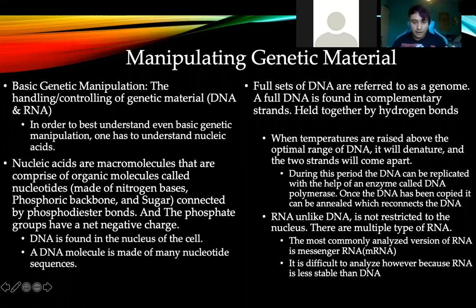okay, so in order to understand how to manipulate it, we first have to understand nucleic acids as a whole. Nucleic acids are macromolecules that are comprised of organic molecules. They have nitrogen bases made of phosphoric backbones and of sugar, connected by phosphodiester bonds. And the phosphate groups have a net negative charge. DNA, as we all know, is found in the nucleus of a cell. It is made of many nucleotide sequences.